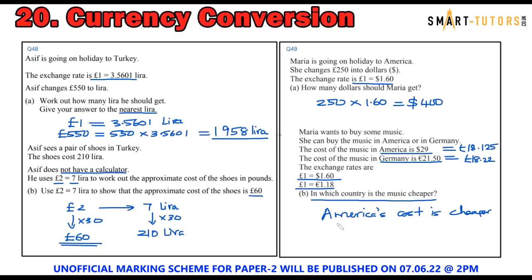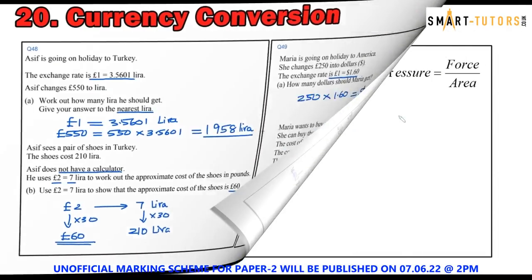So after the holiday, sometimes you have currency left, and you need to convert it back into pounds. That is the division. If you are going on a holiday, you are converting to the country's currency. That is the time you multiply. That is topic number 20.